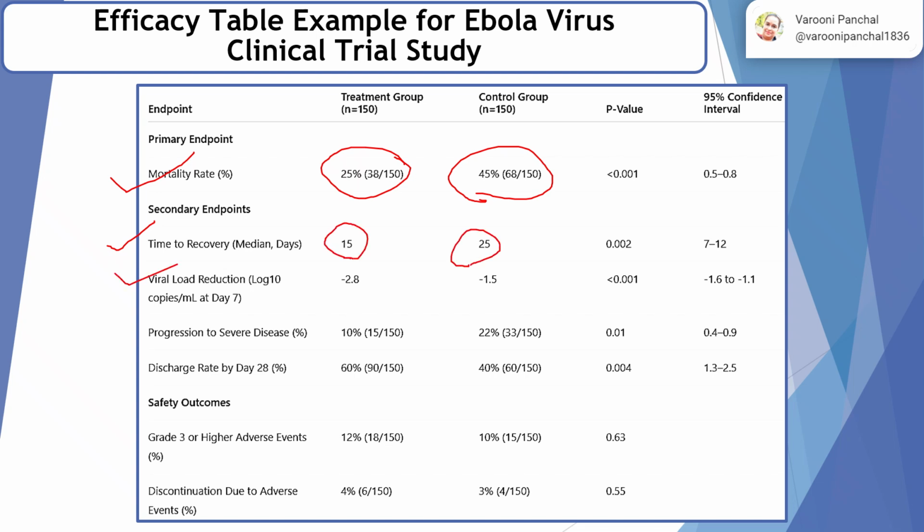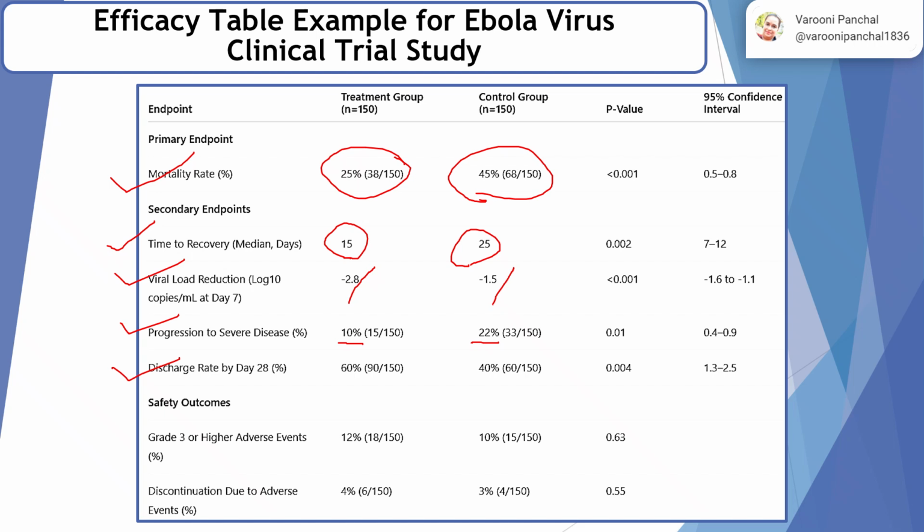Viral load reduction. Reduction in viral load, measured by log 10 copies per milliliter, indicates the efficacy of the therapy in decreasing viral presence. A larger reduction in the treatment group, minus 2.8 versus minus 1.5, demonstrates stronger viral suppression. Progression to severe disease. This endpoint measures the proportion of patients whose condition worsens to severe disease. The lower progression rate in the treatment group, 10% versus 22%, suggests the treatment's potential in preventing worsening symptoms.